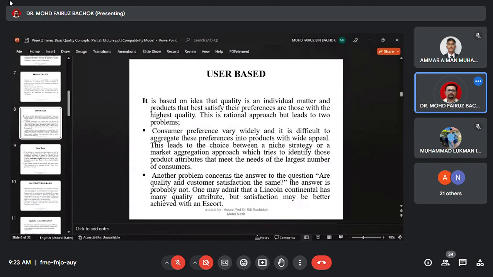Okay, what are the merit and demerit? For the problem, if we approach with the user base, number one is that consumer preferences vary widely and it is difficult to aggregate these preferences into a product with wide appeal. This leads to the choice between a niche strategy or a market segmentation approach, which tries to identify those products that meet the needs of the largest number of customers.